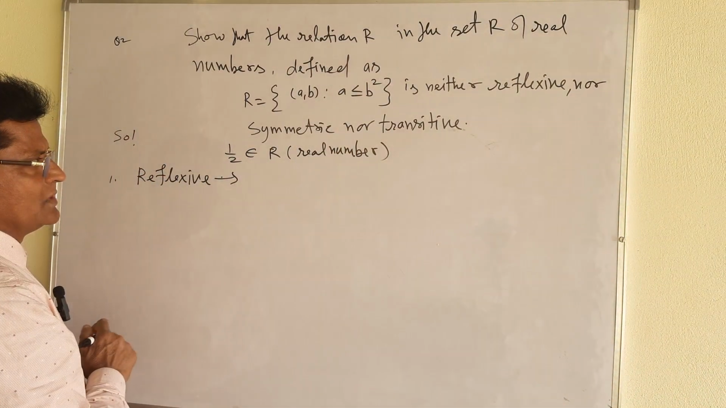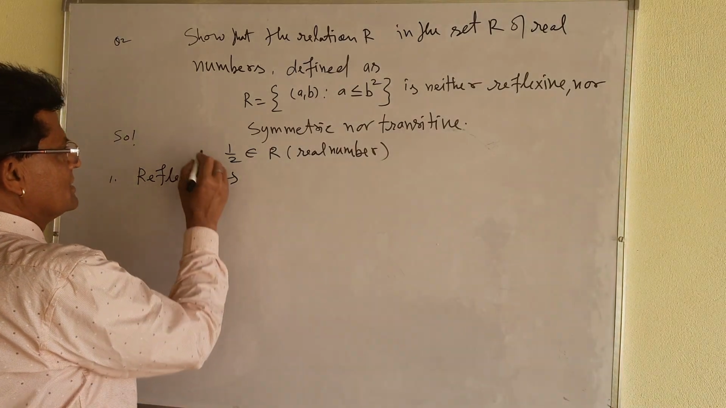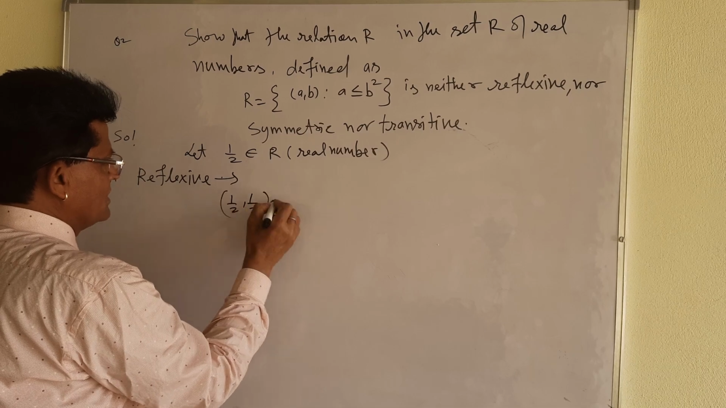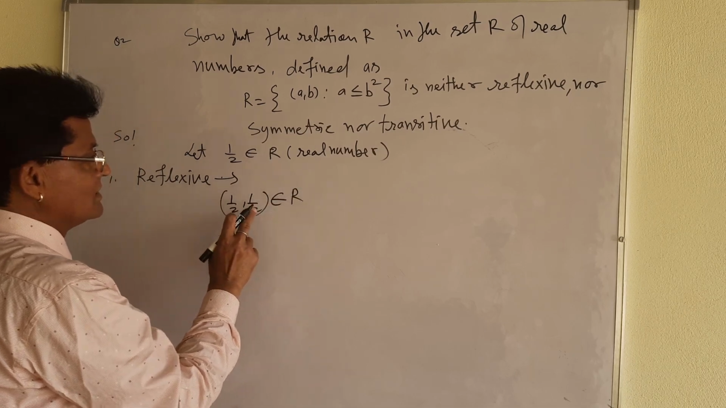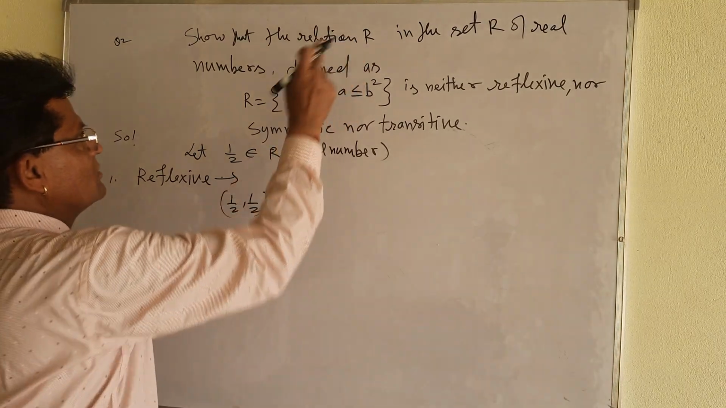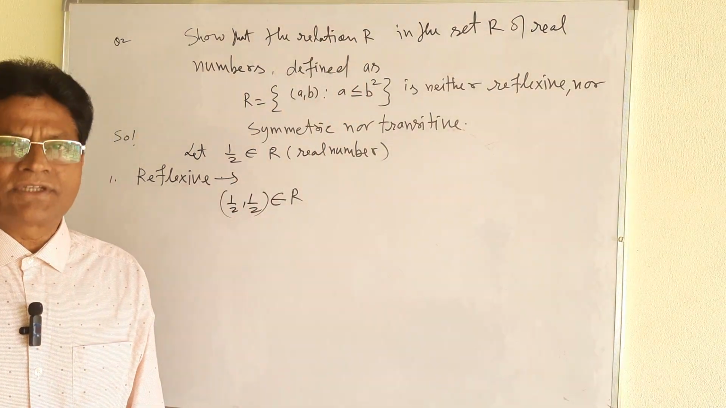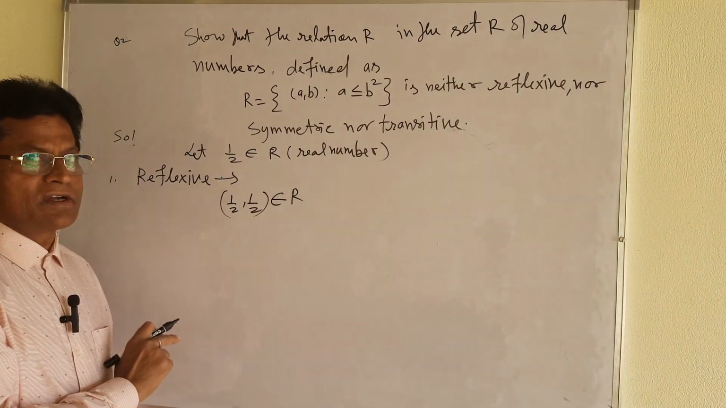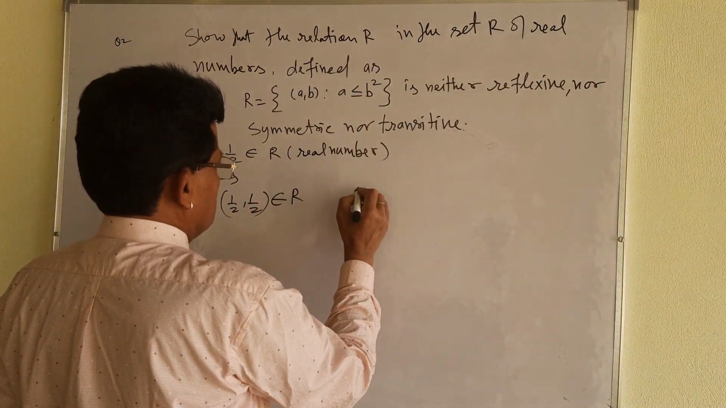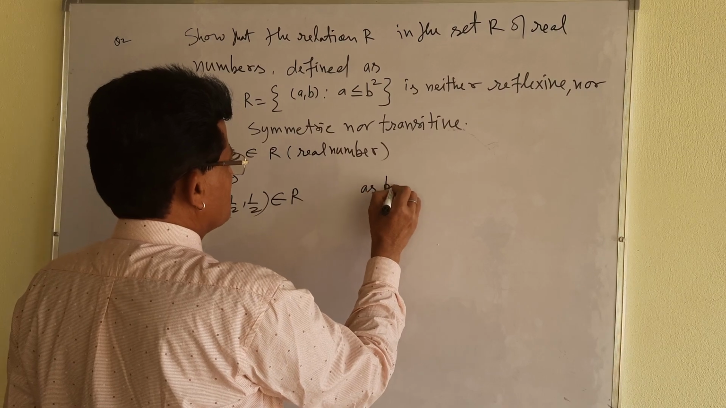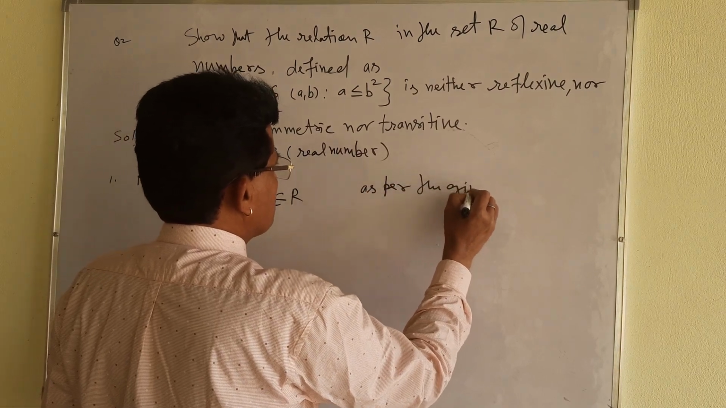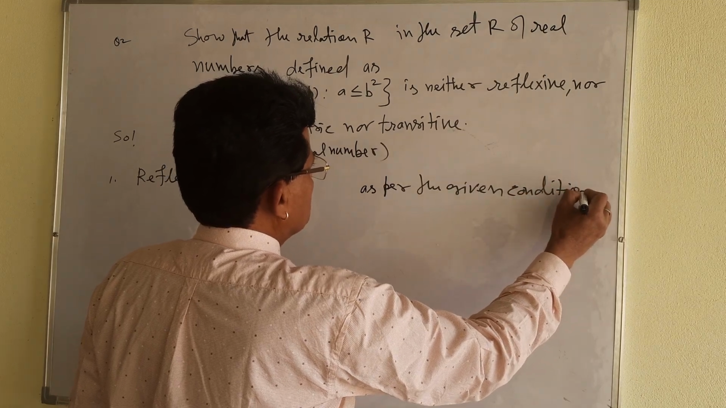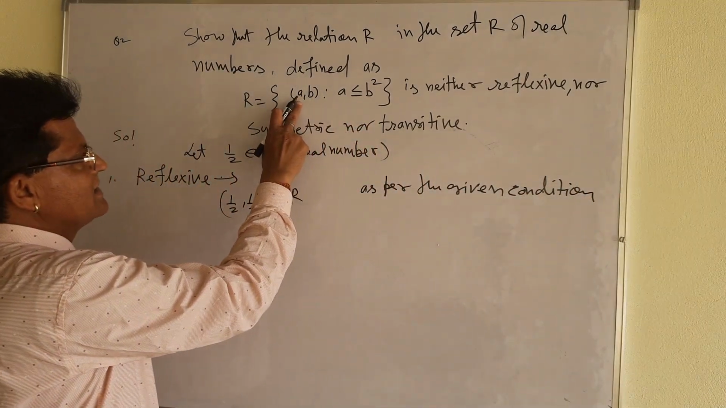1 by 2 belongs to R. Then what will happen? Suppose we have taken this one. Then 1 by 2, 1 by 2, the same element must belong to R. R what? Relation R. But you see, does this belong to this one or not? No, as per the given condition. What is the given condition? Given condition is that first is A, second is B.